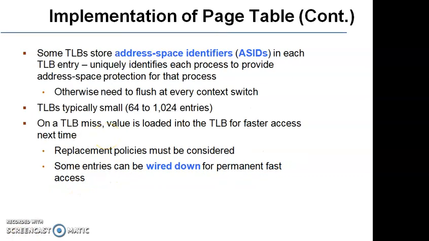Implementation of page table. Some TLBs store address space identifiers, ASIDs, in each TLB entry. It uniquely identifies each process to provide address space protection for that process. Otherwise, we have to flush at every context switch. TLB is typically small, 64 to 1024 entries, because TLBs are designed using cache memory. On a TLB miss, the value is loaded into the TLB for faster access next time. Replacement policies must be considered.